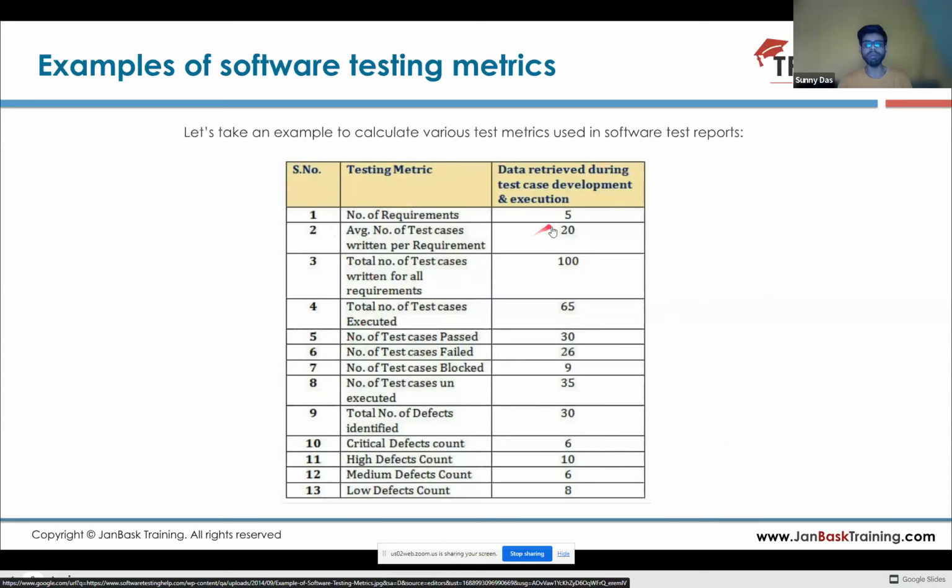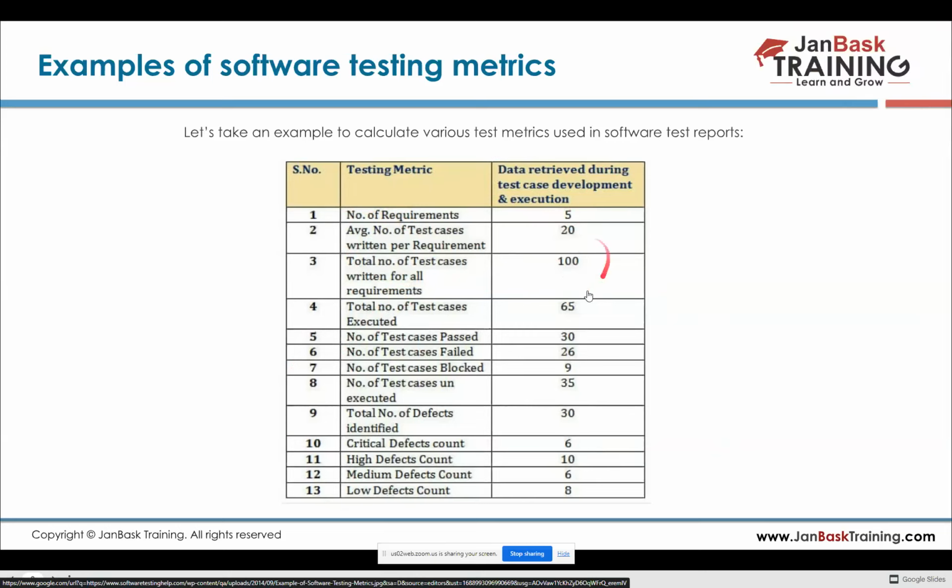Suppose you have 5 requirements. And out of those 5 requirements, you have generated 100 test cases. So the number of requirements is 5. The total number of test cases written for all requirements is 100. So the average number of test cases written per requirement is 20. 100 divided by 5. So per requirement, you have 20 test cases on average.